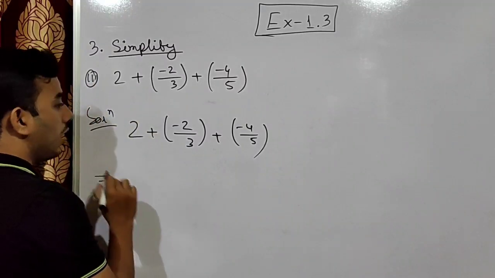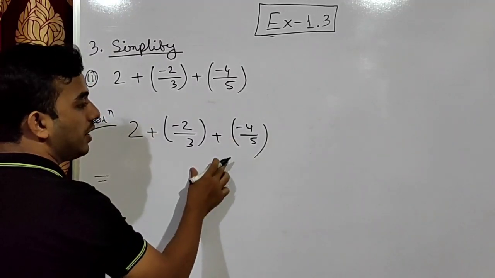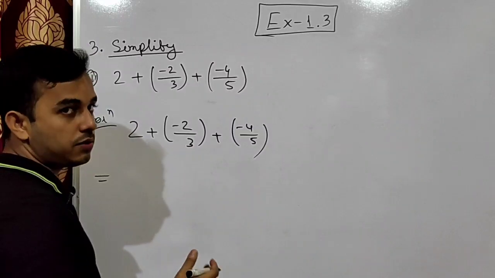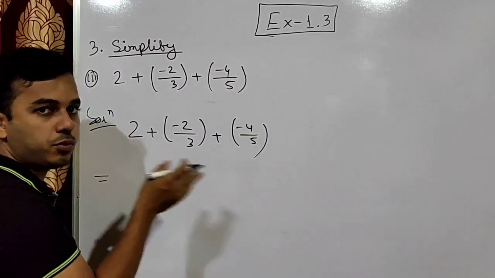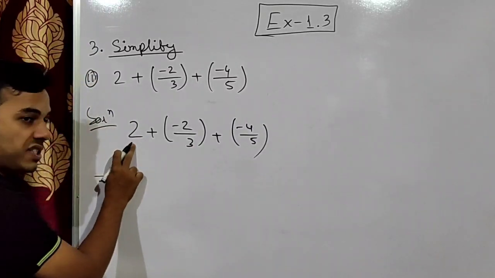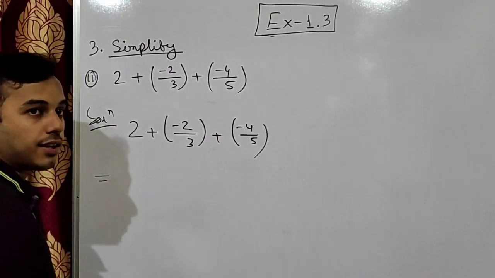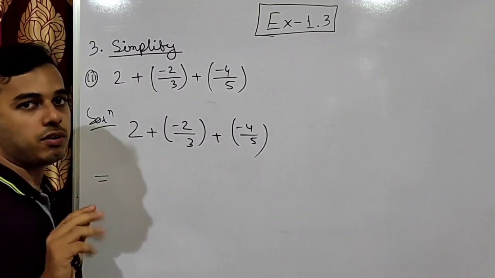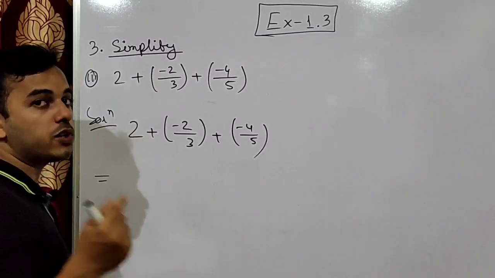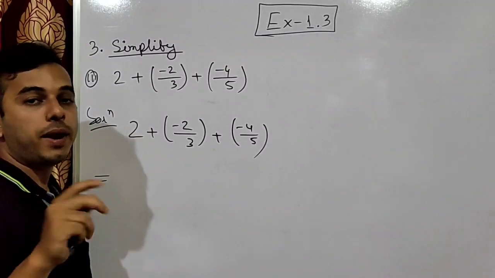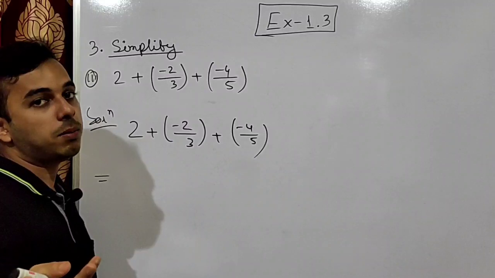For making the denominator same, we have to take their lowest common multiple, that is, the number which is divisible by all the three denominators. Now in the first case there is no denominator. No denominator means there is one denominator, and the number is 1, because when we divide any number by 1, we get the same number.